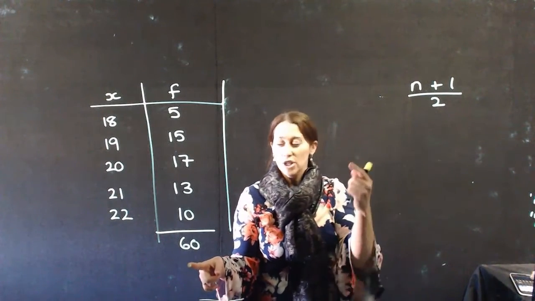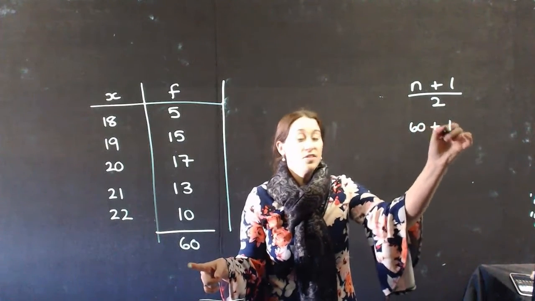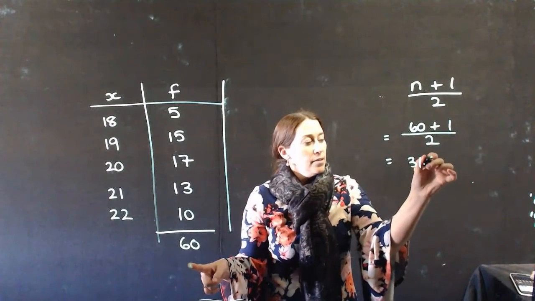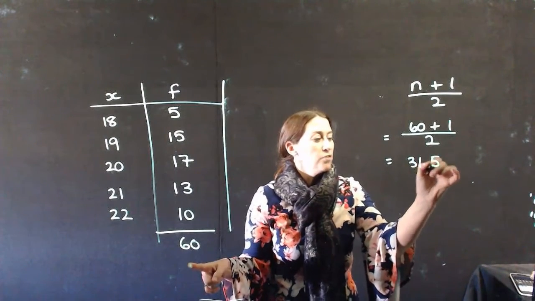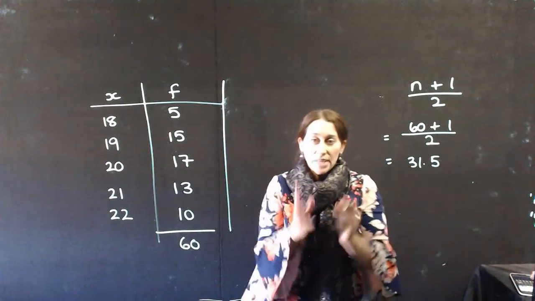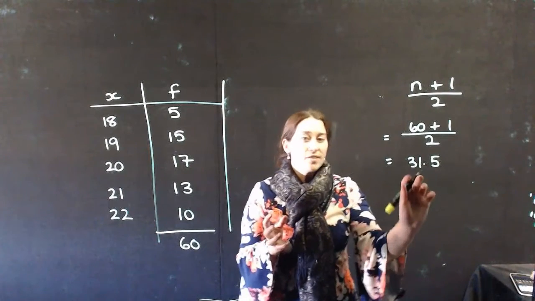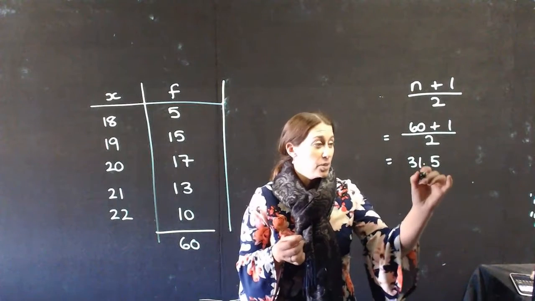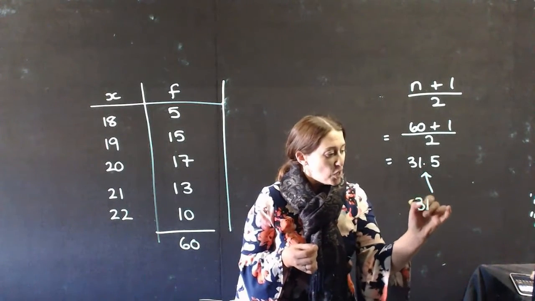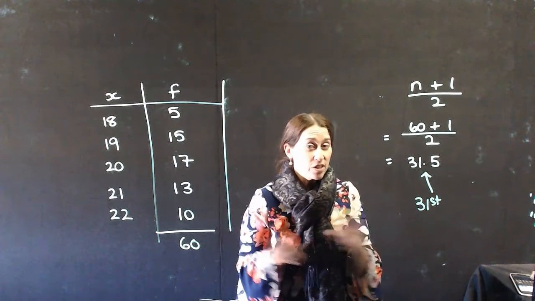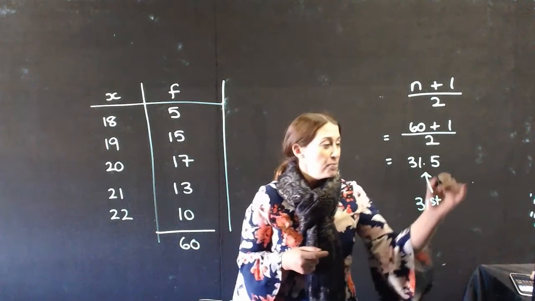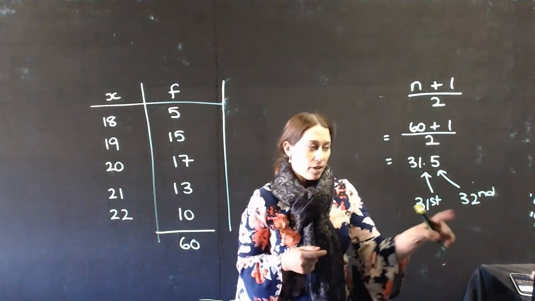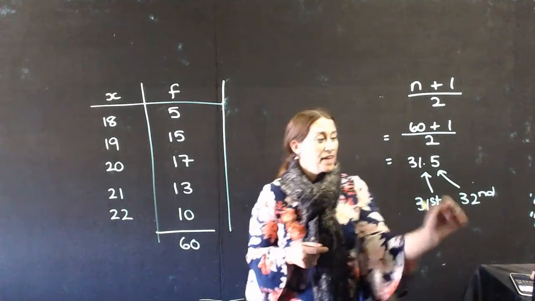Oh, well, let's have a look and I'll show you. So 60 plus 1 is 61, divided by 2 is 31.5. What that means, because we don't have half people, 31.5, is that the median person, median age, is in between the 31st person and the 32nd person. So we need to find how old is the 31st person when they're in order, all 60 people in a line, and how old is the 32nd person. And then the middle is the median. Okay, that's what that tells me.